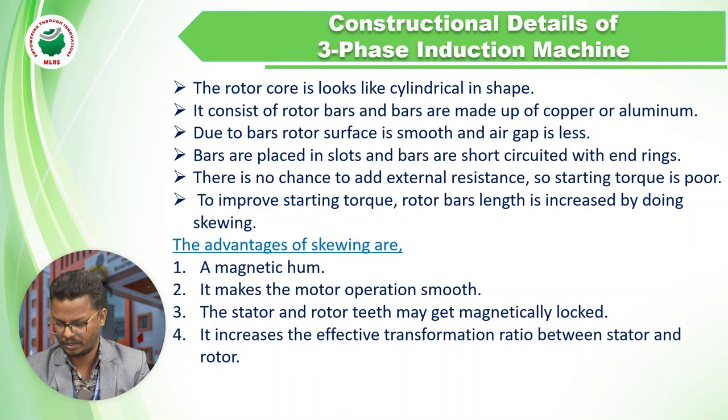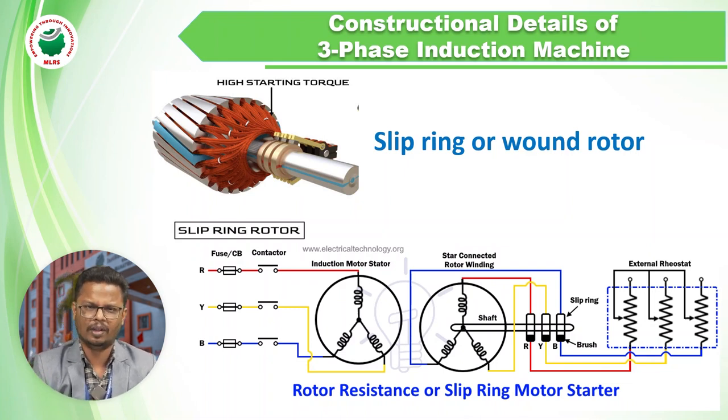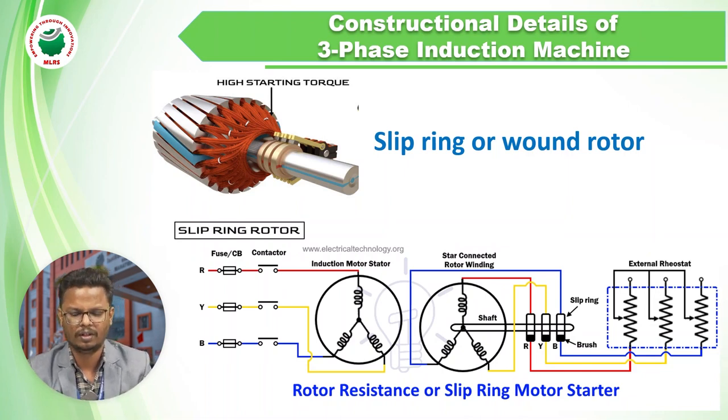The next one is the slip ring induction motor. Here we are not using any bars. On the rotor we use a winding. So whatever changes are made on the stator must be changed manually on the rotor. It is not automatically induced.